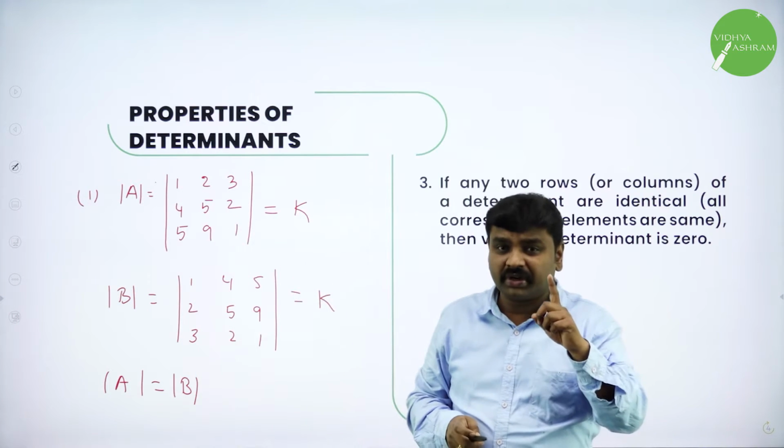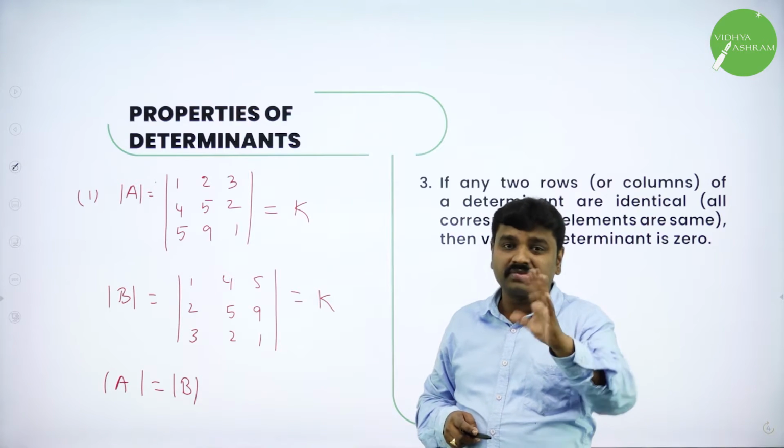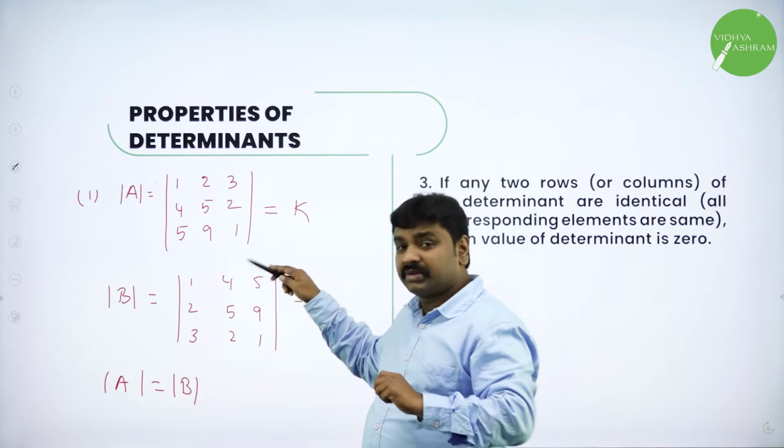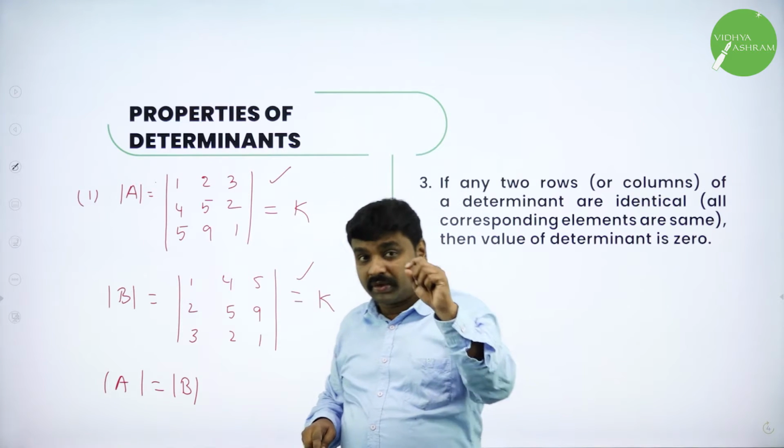So what is the first property? The value of determinant remains unchanged if rows and columns are interchanged. Means all the rows, if I make them as columns, whatever you get here determinant, here also you will get same. I hope all of you understood.